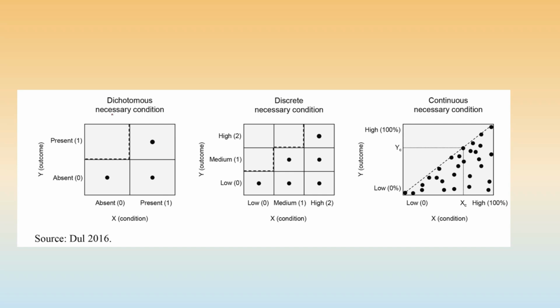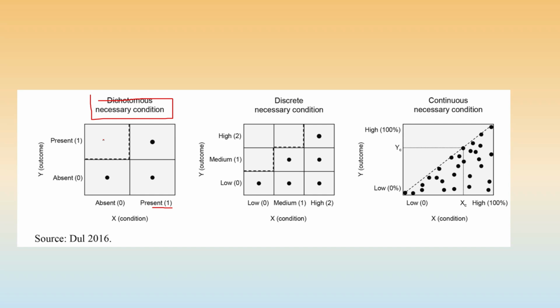For example, as you can see in this figure on the left hand side, if your variables are dichotomous or binary in nature, we can say that if X is present, then Y will be present. That will be a necessary condition. If X is absent, then Y will be absent, Y will not be present. So this space shows that Y is not present when X is not present. This dichotomous case is the simplest form of necessary condition and refers to necessity in kind, where a condition is either necessary or not for an outcome.